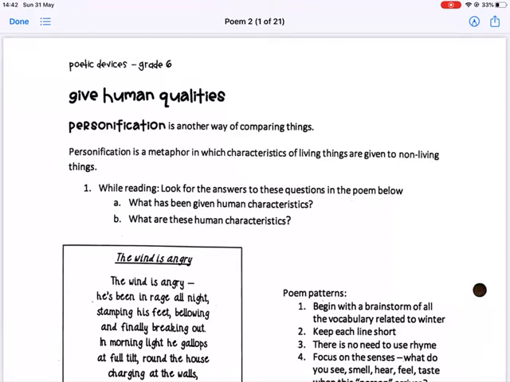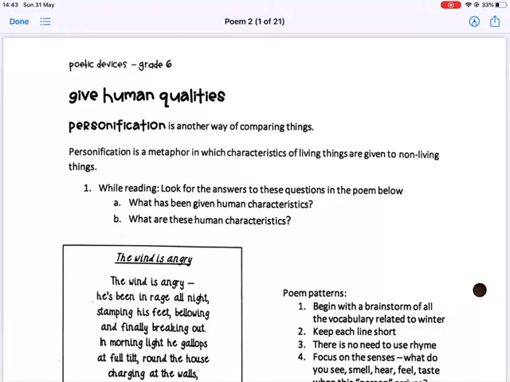Right, grade 6, we're going to look at a new type of comparison. So you've learned about similes and metaphors. And the new type of comparison that we're learning about now is called a personification. A personification is basically a metaphor in which we give non-living things human characteristics.